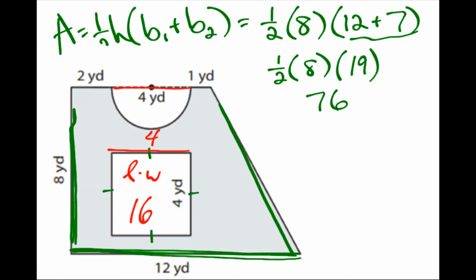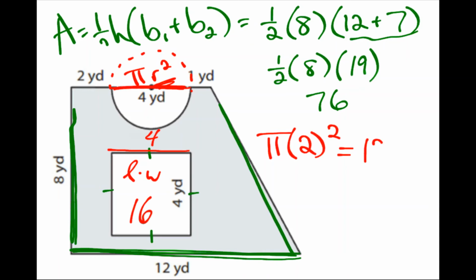And now I want to find the area of this half circle cutout. So the normal area would be pi r squared, but I don't have a full circle, so I'm going to end up dividing that by 2. I'm also going to divide this 4 by 2. The 4 is the entire way across, but I don't want to use that for the radius. I want to use 2 for the radius. So pi times the radius squared, or 12.56.